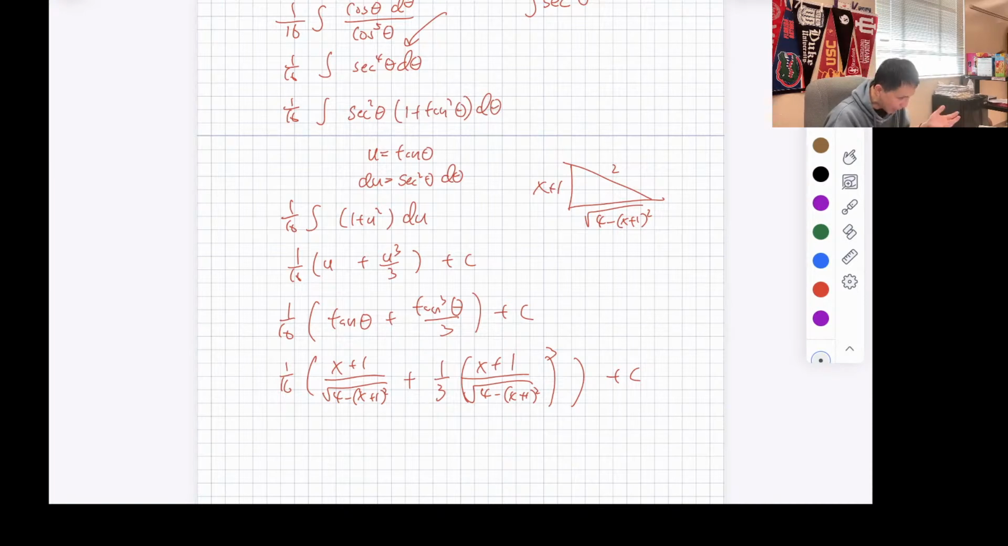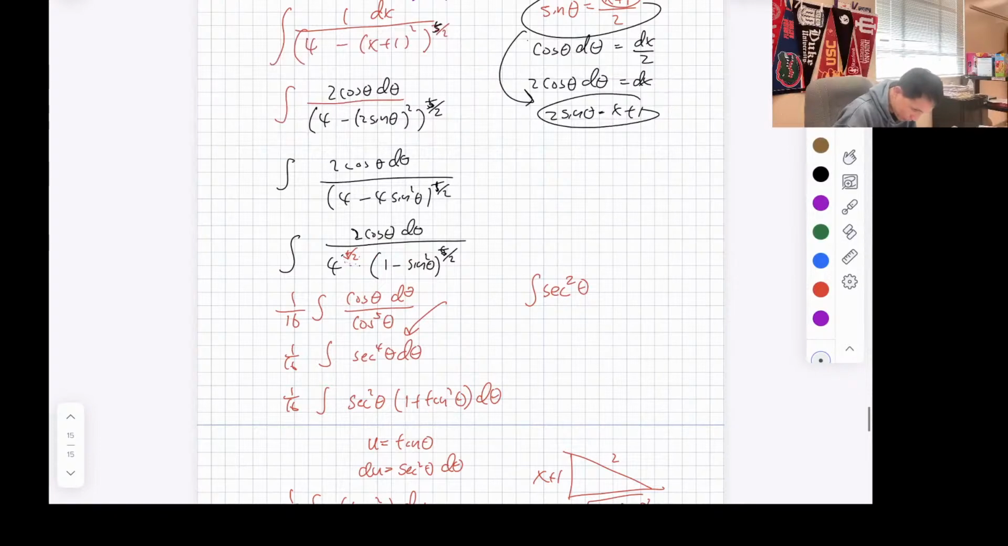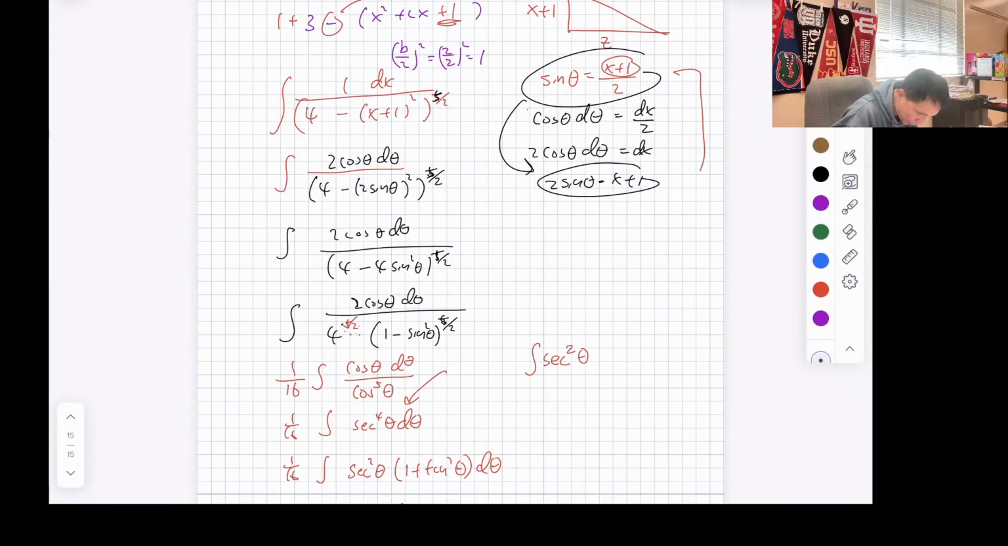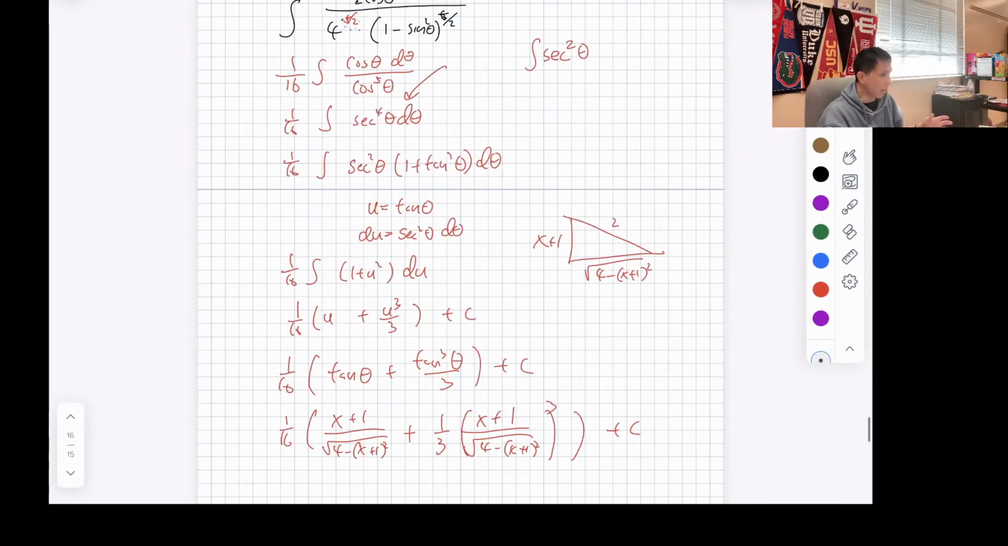Lastly, you have to convert theta back to x. Please make sure you set up the right triangle like this and make sure you take the derivative. And then the rest of it is just math. Not anything crazy, it's just math.